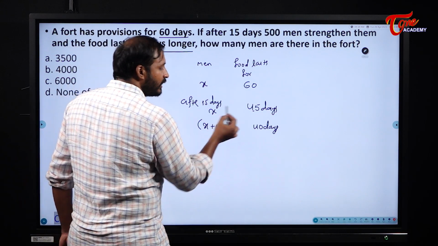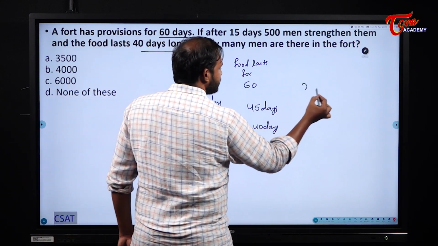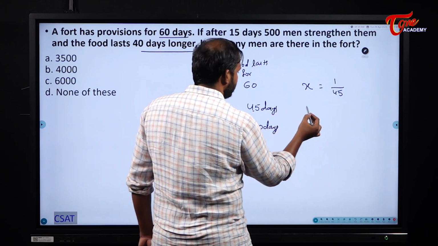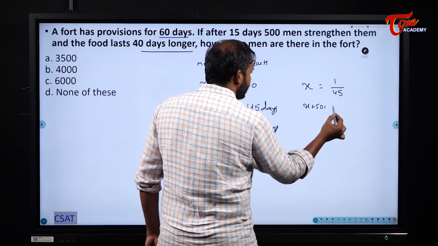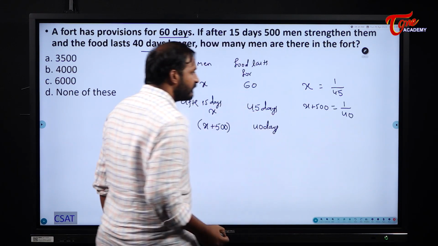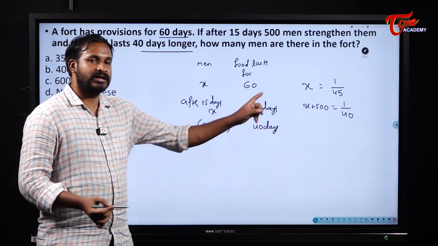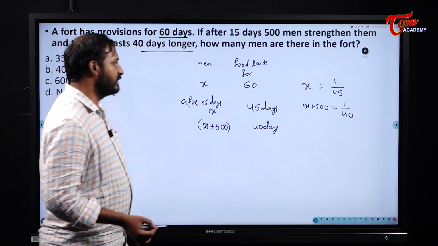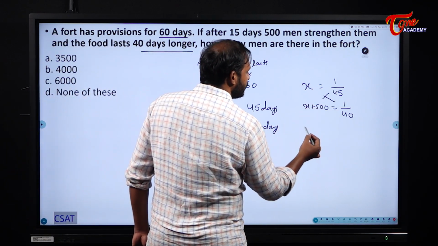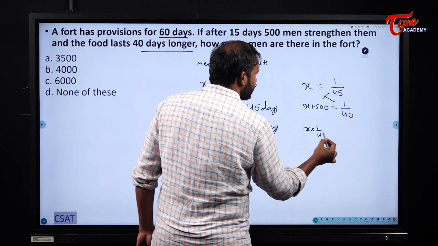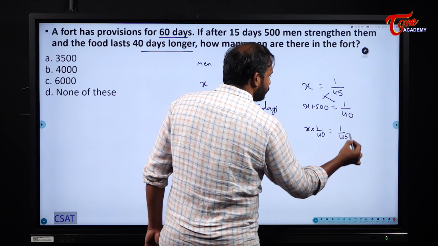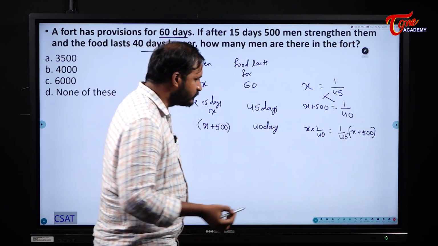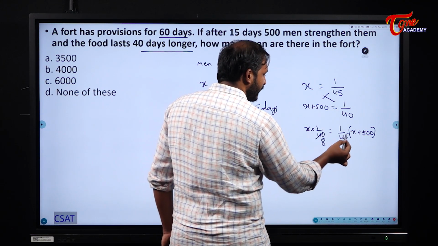Now, I already told you how to write the relation. For X, you should write it as 1 by 45. Next, for X plus 500, you should write it as 1 by 40. Why? The reason I already told you: those two are inversely related. That is the reason I have written them in the inverse manner. So now cross multiply it, what will you get here? X into 1 by 40 is equal to 1 by 45 into X plus 500.